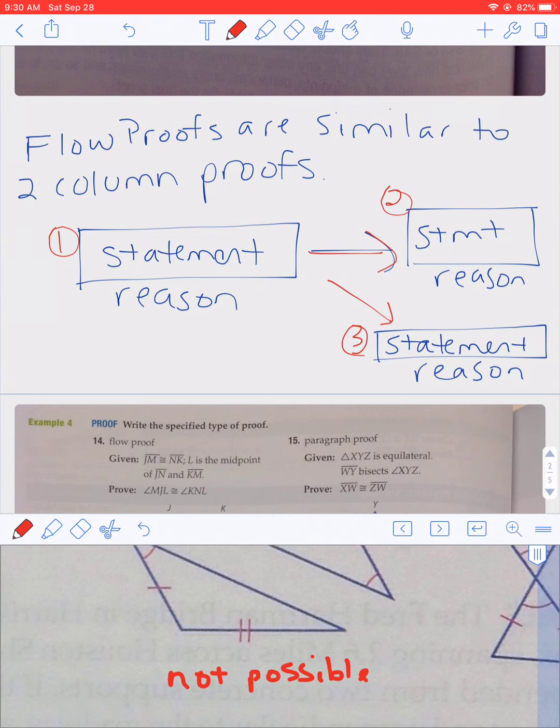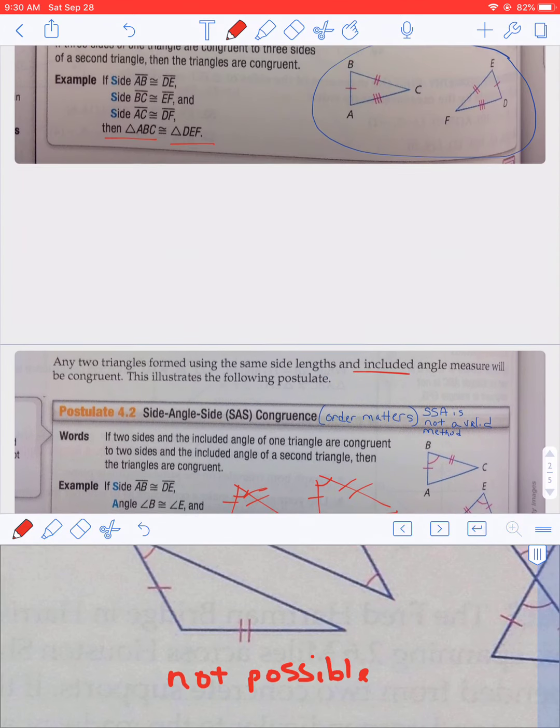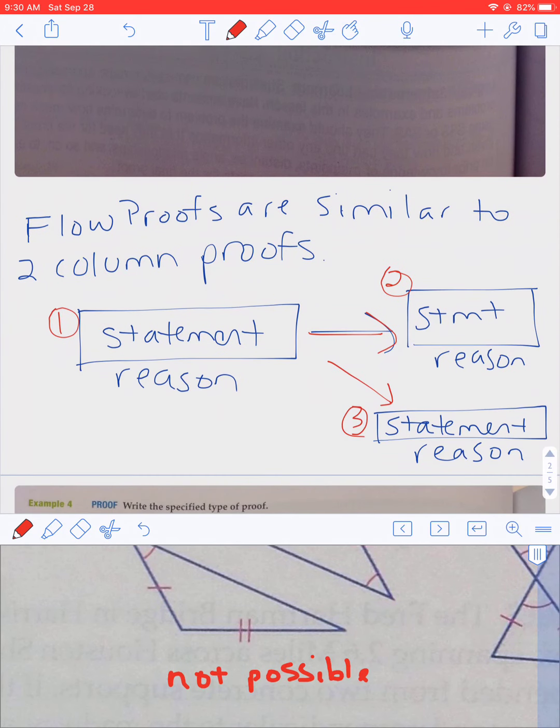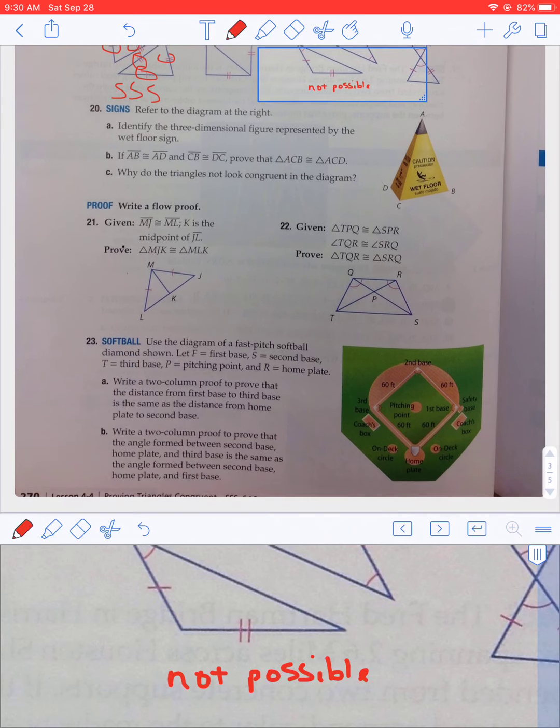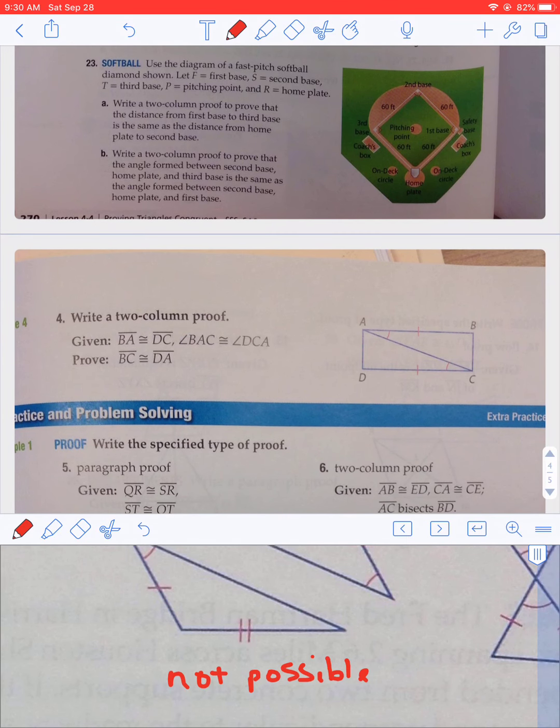All right, so let's go back a little bit. Oh, maybe I need to go forward. Let's see. Let me find number 4. Oh, I put it in the order that we need. Okay, so this one's to write a two-column proof.